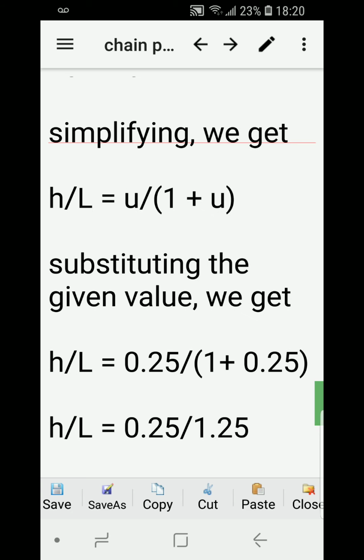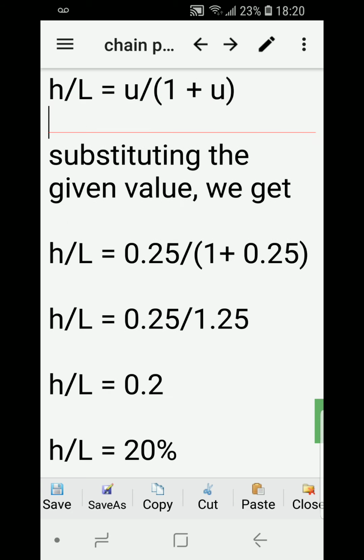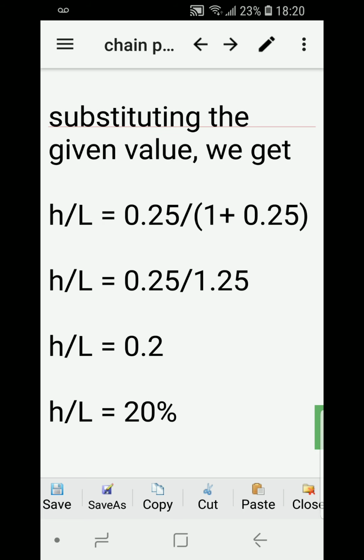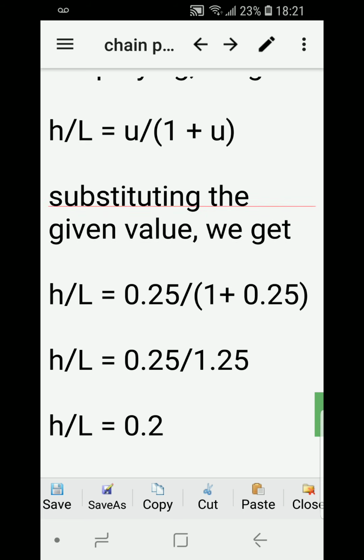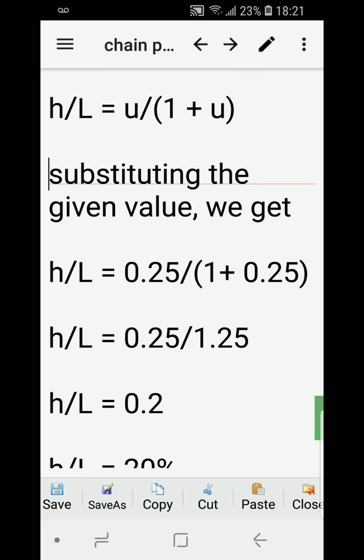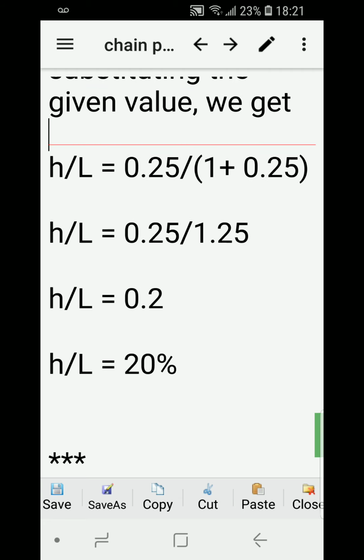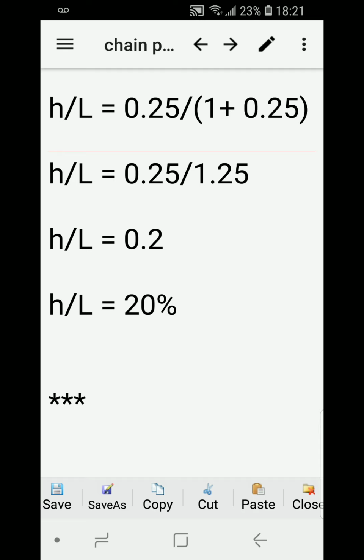And now we substitute the given value of U, the coefficient of friction. We get H over L, that's the unknown, that's the percentage we're looking for, is 0.25 divided by 1 plus 0.25. We just substituted to the formula there on the top. And we got 0.25 divided by 1.25, we got 0.2, and 0.2 is equal to 20%.